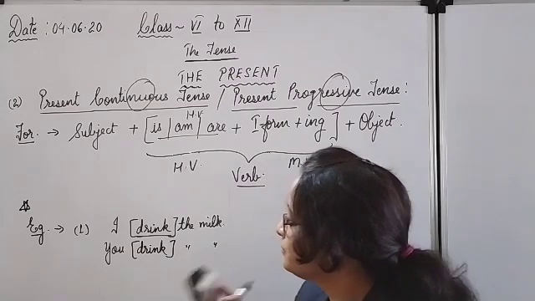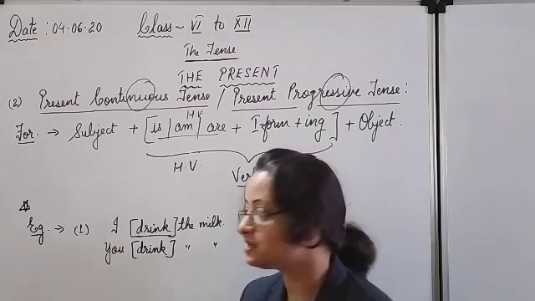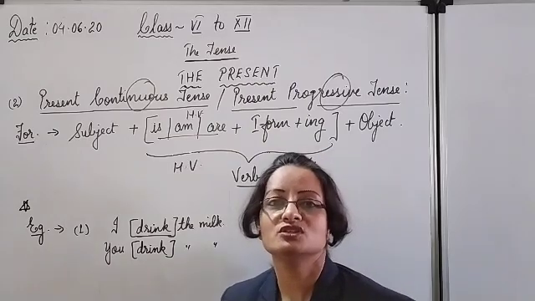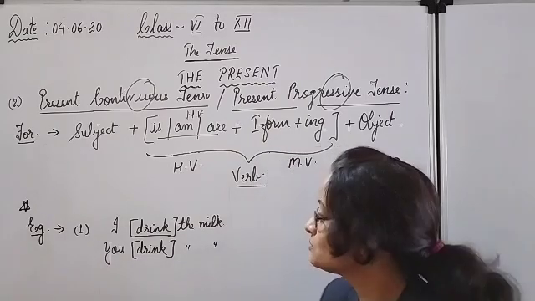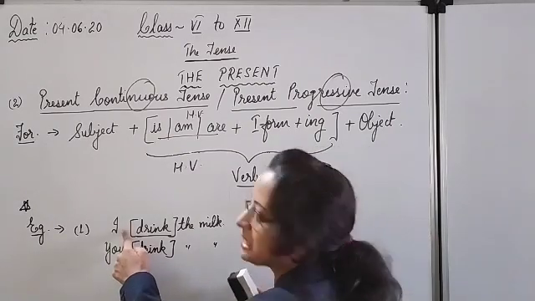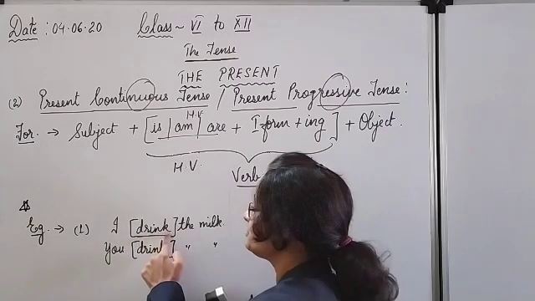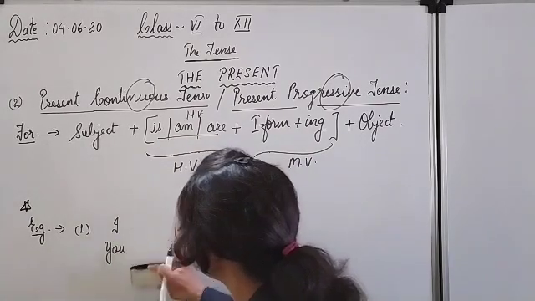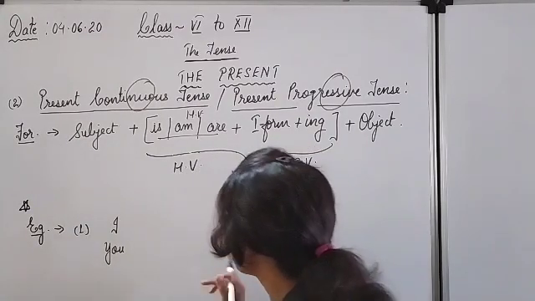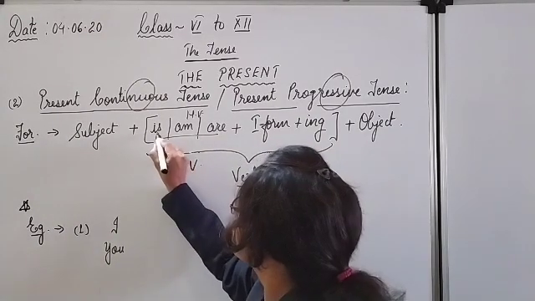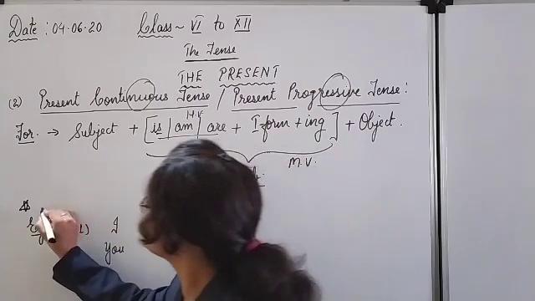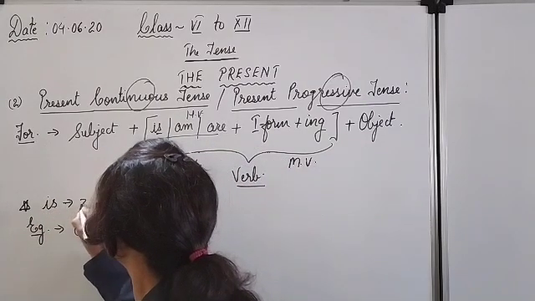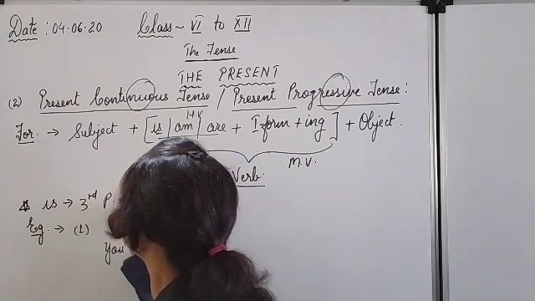I drink the milk. This was in the simple. Now if I tell you to change it into the continuous, what do you have to do? Place the helping verb, change this into the fourth form, ing form, and then the object. Let us see with the same example. I. See, is is used with third person singular.